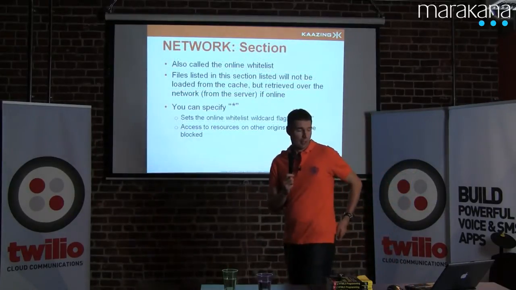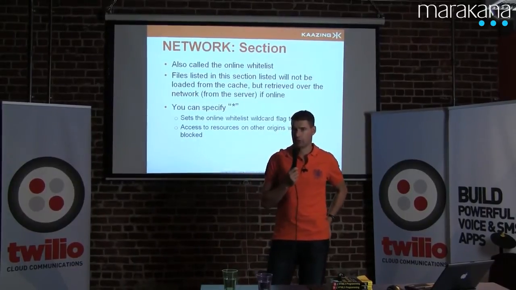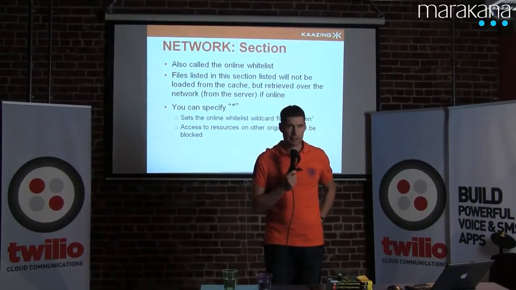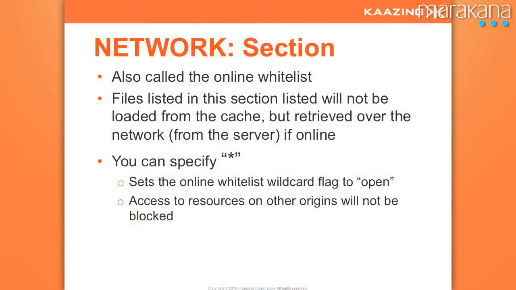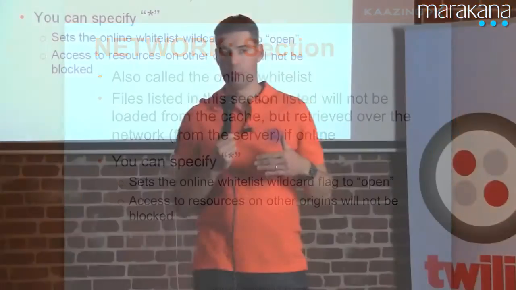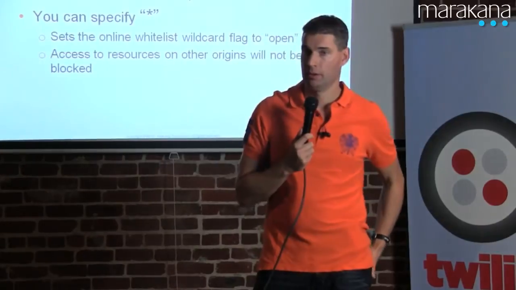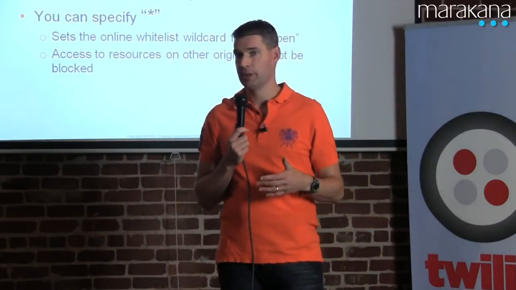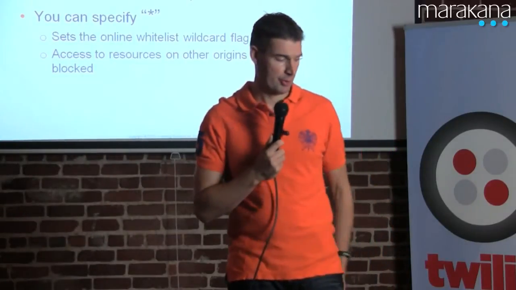The next section is the network section. The network section, as the name implies, is also known as the online whitelist. This is a section in which you list files that the browser should get from the network, bypassing the caching. So these files will not be cached, and they will be pulled from the network if, of course, you're online. Right? Since it's an offline web application, that's not a given. And there's another option for that as well.